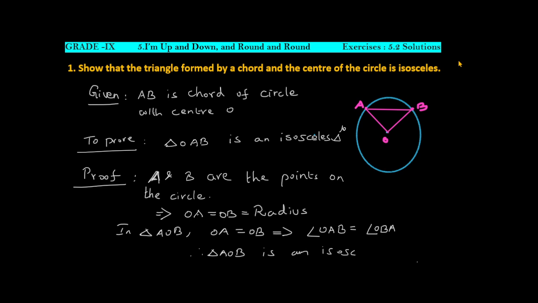That's all. Isosceles triangle. OA and OB are the radii. Except for the chord, the other two lines are line segments from the center to the boundary point, which is nothing but the radius, so they are equal. So OAB is an isosceles triangle.